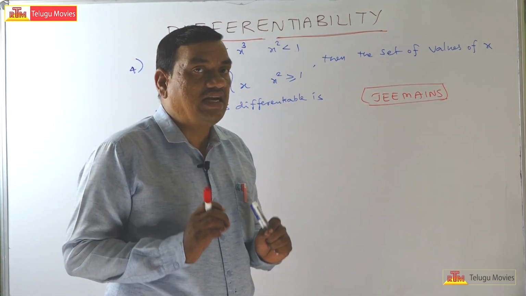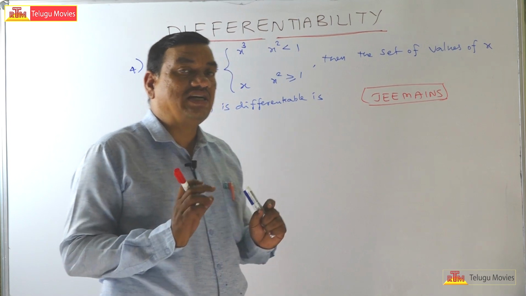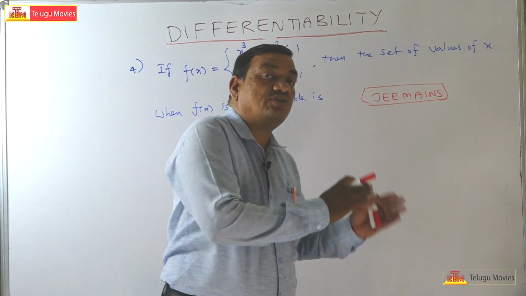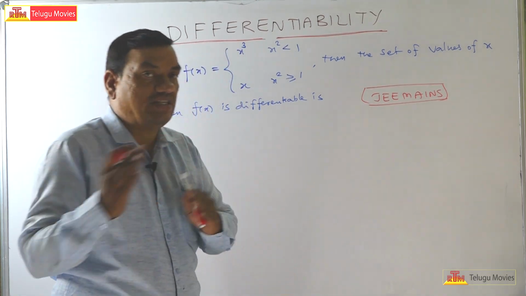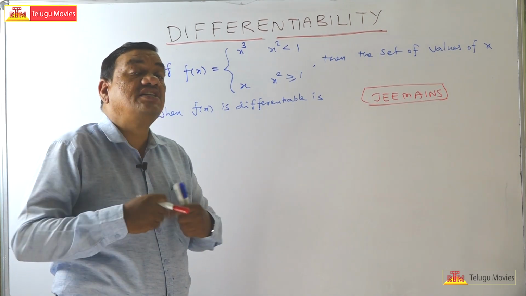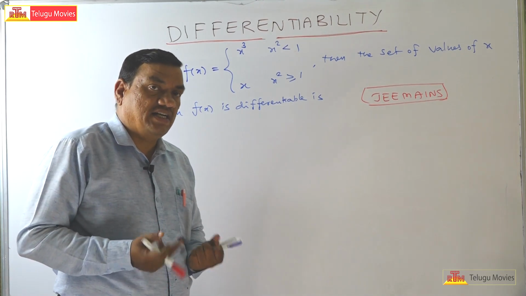When f of x is differentiable. So here we have to say that set of values means some intervals are given, options A, B, C, D. So in which interval? Minus infinity to plus infinity, or minus infinity to some 1 and 1 to like that. So where it is not differentiable, let us check that.